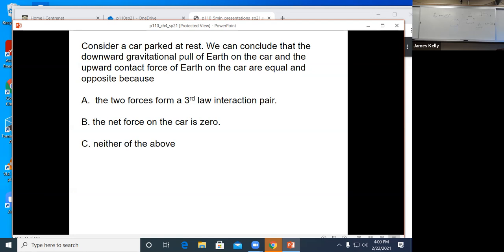Earth's pulling down on the car and Earth is pushing up on the car. Notice the thing that the force is being exerted on is the same in both cases. We're talking about forces on the car. They can't be a third law interaction pair of those two forces because the forces are on different objects. It's the force of A on B and the force of B on A. They're never on the same object. That's just a little bit of terminology there.